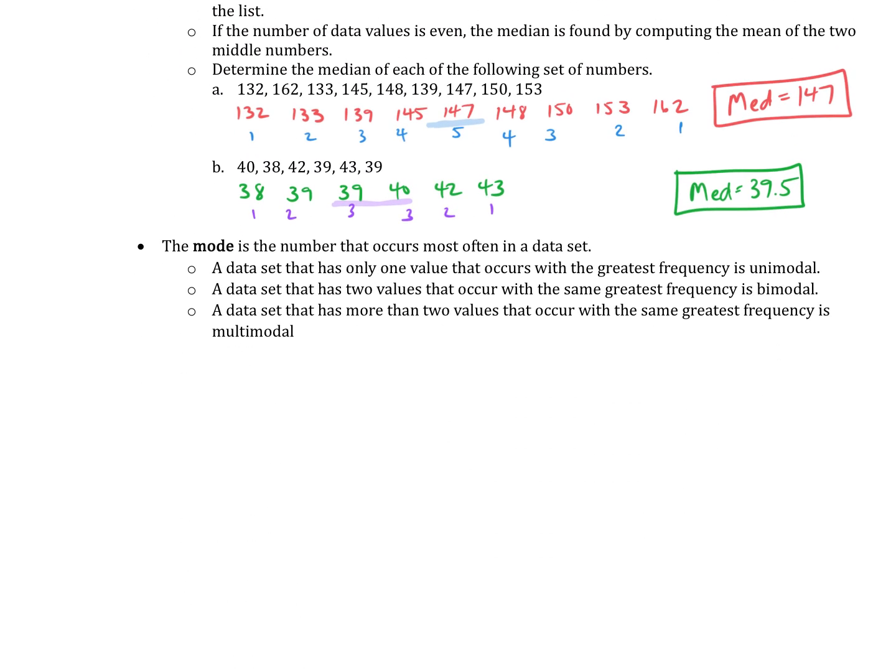The mode is the number that occurs most often in a data set. A data set that has only one value that occurs with the greatest frequency is unimodal, so one mode. A data set that has two values that occur with the same greatest frequency is bimodal. A data set that has more than two values is multimodal. So if you've got more than two, then it's just multimodal. You can have however many modes. You can also have no mode. If you have no mode, it means all of your data occurs at the same frequency. So they all occur once or they all occur twice. Okay?